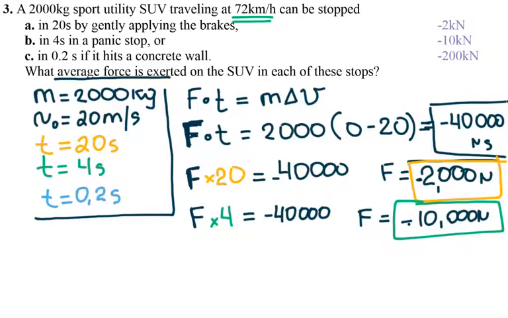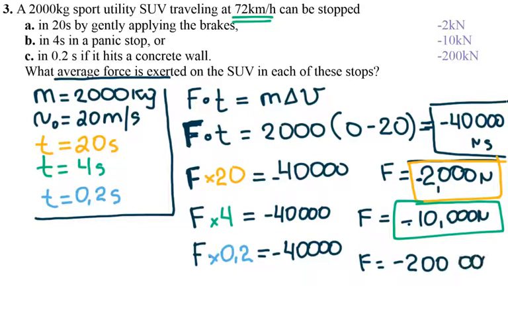And then if I choose the new time to be 0.2 seconds, and the impulse is equal to negative 40,000, then the force in this case is equal to negative 200,000 newtons. And you can see how the force is increased depending on what kind of collision you have.